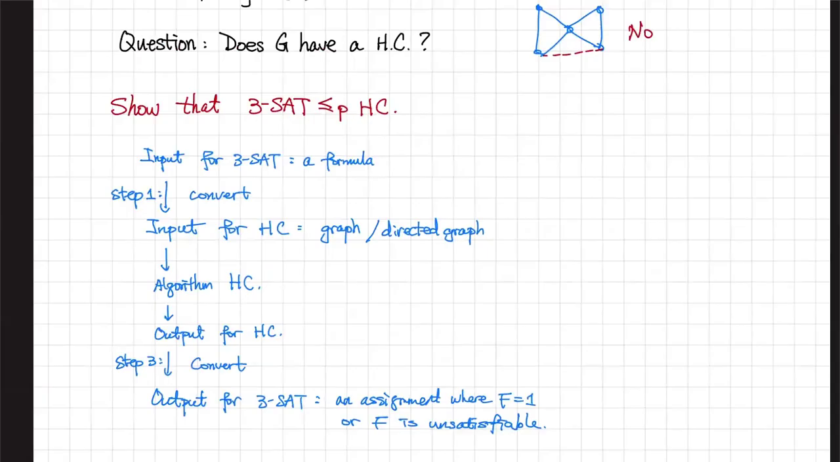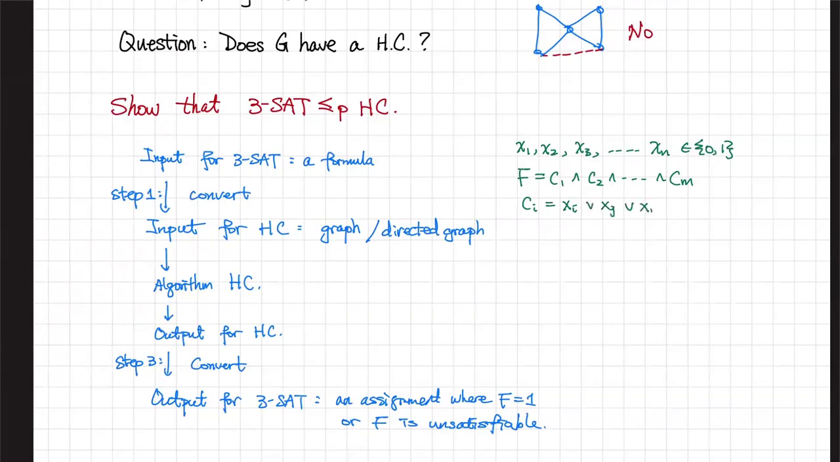Well, to do that, let's look at the input. What's the input for 3-SAT? What consists in a formula? We have m clauses and n variables. We have x1, x2, x3, up to xn, where those variables are either 0 or 1. And then we have the formula made by clause 1 and clause 2 up to clause m. And then each clause is equal to xi or xj or xk, and some of them might be negated. Okay?